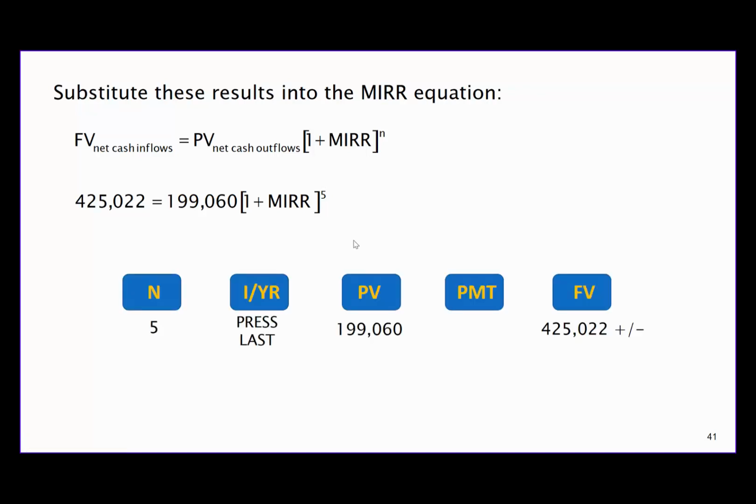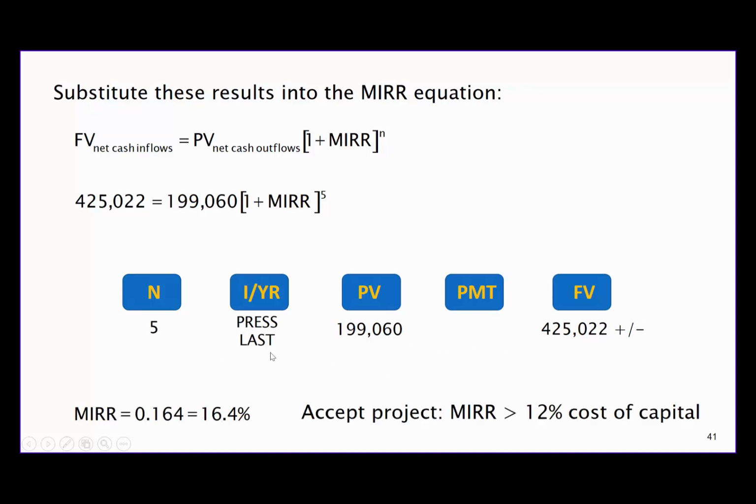You can go to your financial calculator, do gold clear all first, put 5 for n, 199,060 for the present value, 425,022, make it negative. You've got to make one of these two negative, doesn't matter which one. And then press I per year last, and the financial calculator will tell you that it's 16.4%. If you did it algebraically in this step up here by dividing both sides by 199,060, and then taking the 5th root of both sides and subtracting 1, you get 0.164, which of course is 16.4%.